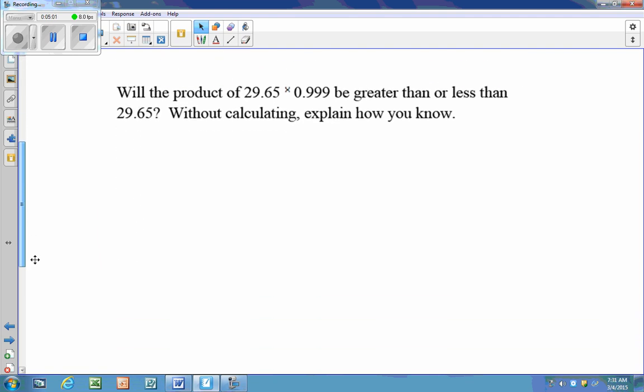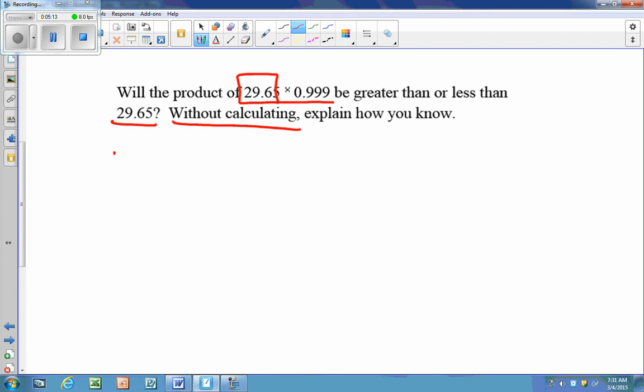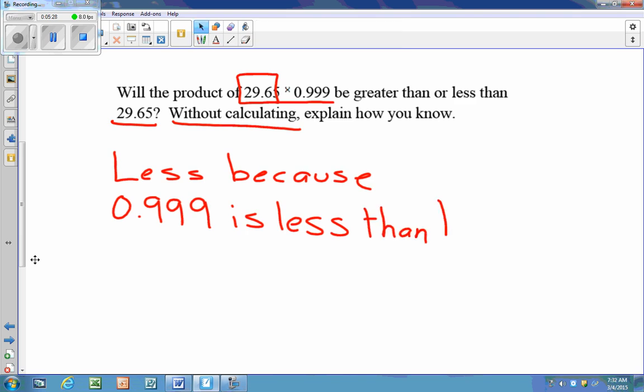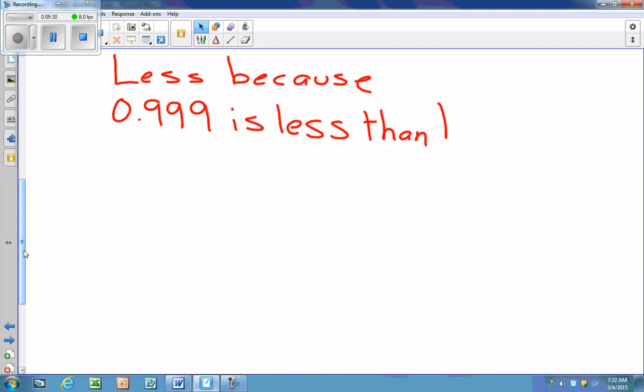Next, it says, will the product of 29 and 65 hundredths times 999 thousandths be greater or less than this number? And it says to do it without calculating. Well, it will be less because 999 thousandths is less than 1. And there's the review for the topic F quiz.